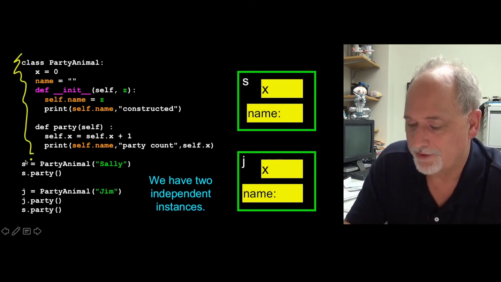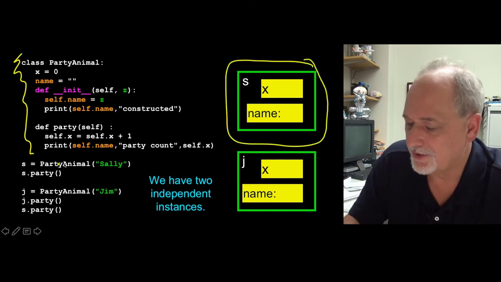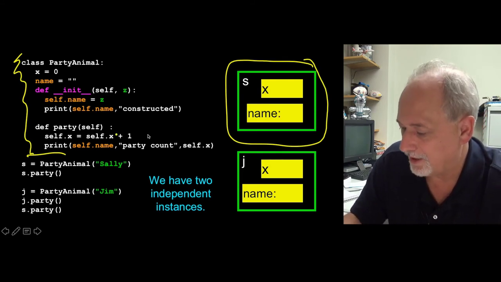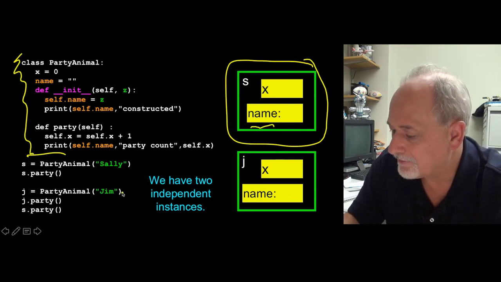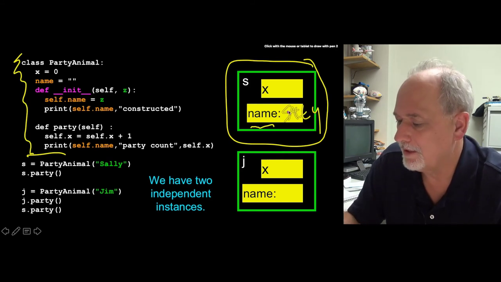As it runs down here, when this is called, it makes one instance and stores that in the variable s. And there's a variable x in there, there's a name in there, there's an init method and party, and that's all in here, right? All that stuff is in here. And now we say, let's make one, and that's going to have a Sally in there.